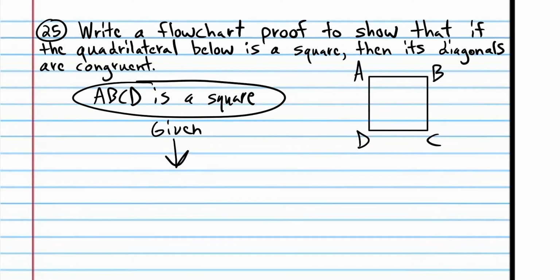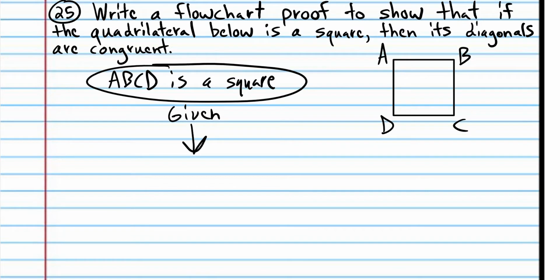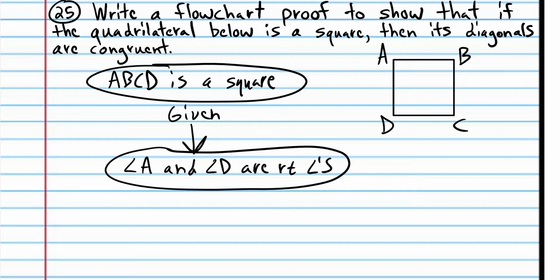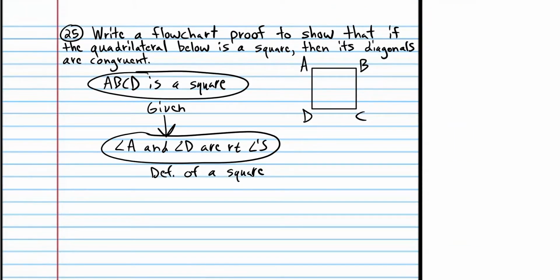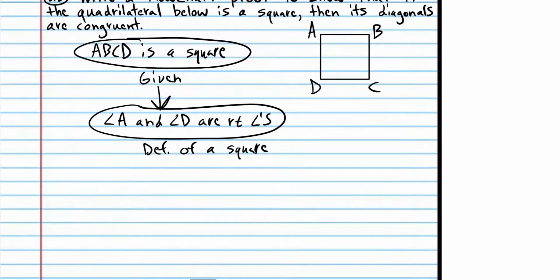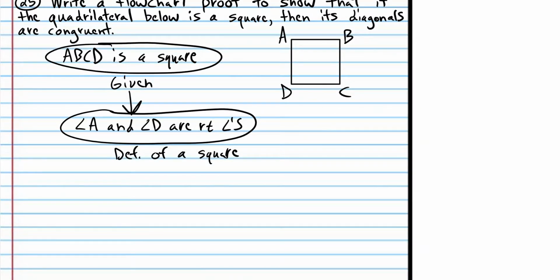Now, because it's a square, we know that angle A and angle D are right angles. And that's the definition of a square. So what we're going to do is draw the diagonals.